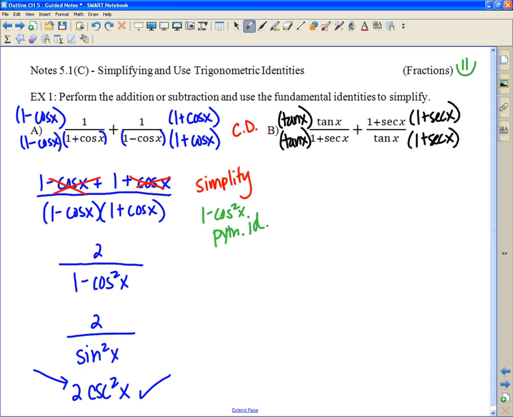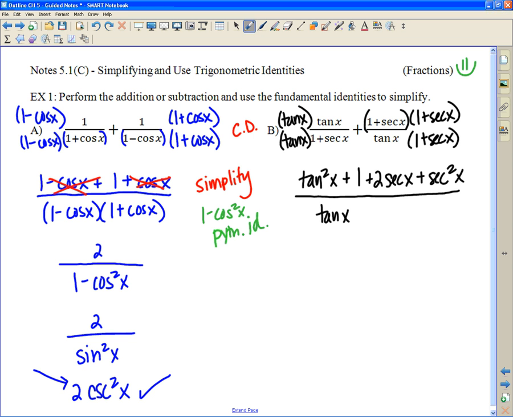Here we go. Left to right, top to bottom. Tangent times tangent is tangent squared x. Plus, I have some foiling to do. So, 1 times 1 is 1. 1 times secant plus another 1 times secant is 2 secant of x. Then finally, I have secant times secant, which is secant squared x. Divided by, on the bottom, my denominator. Again, I'm not multiplying things out.